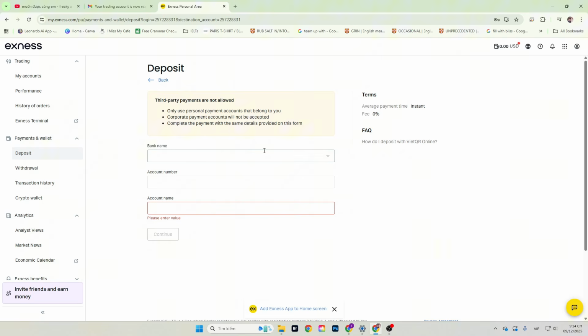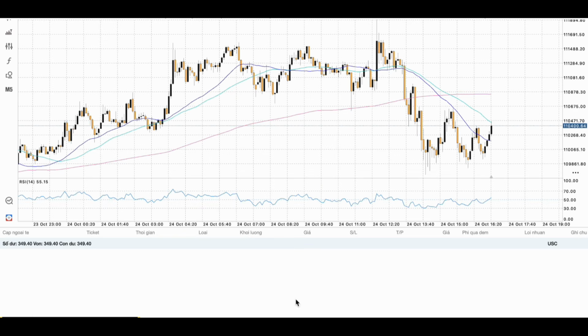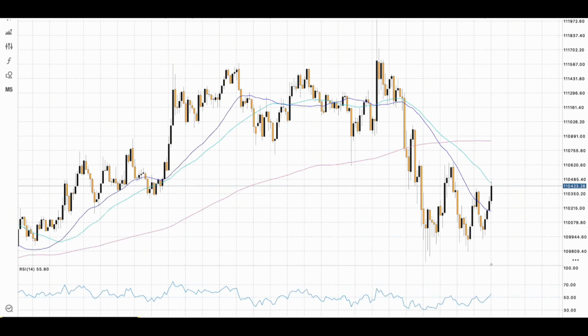Now I will use an existing Cent account of mine and log into MT5. Then, I will guide you through a basic trade. This is my Cent account. I have already logged in. And I opened this Cent account with capital of $349. That means the real money amount is only about $3.50. Okay, now I will proceed to trade as usual.